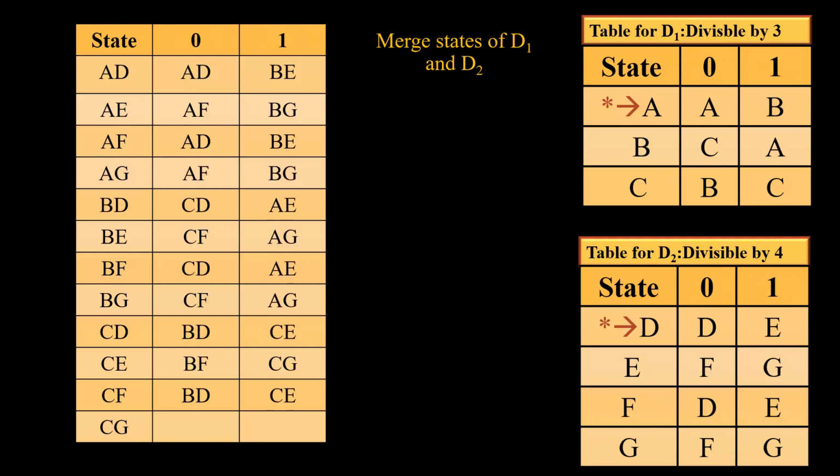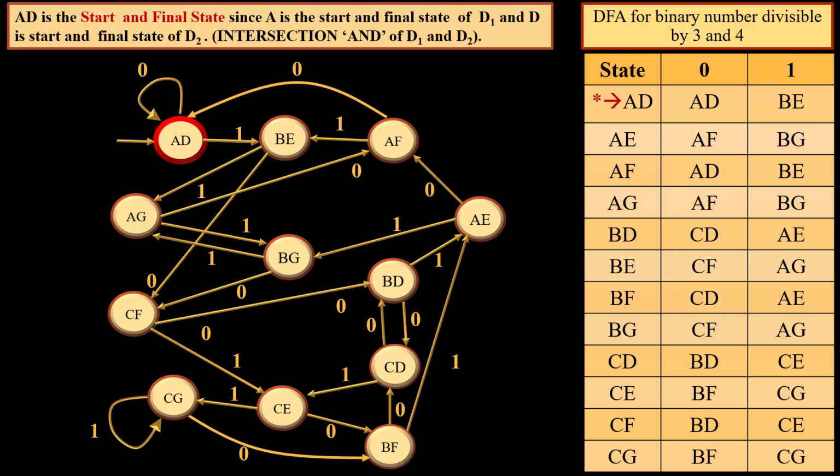Likewise we keep on moving and we reach CG. CG on 0 gives us BF and CG on 1 gives us CG. So this complete table will be represented in the form of a DFA.